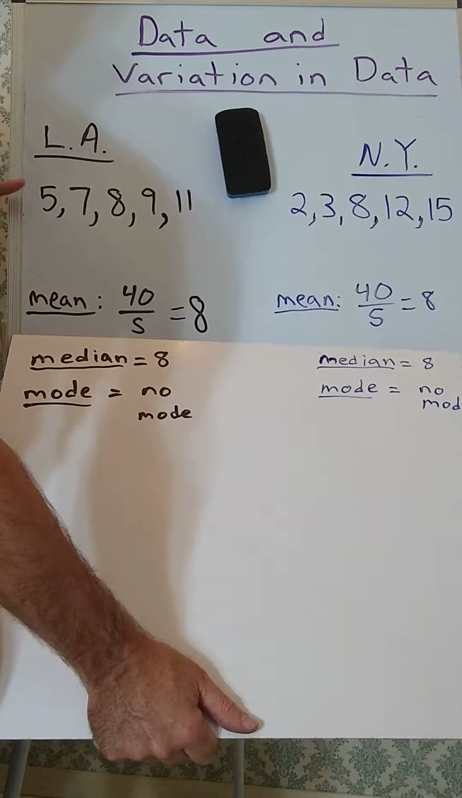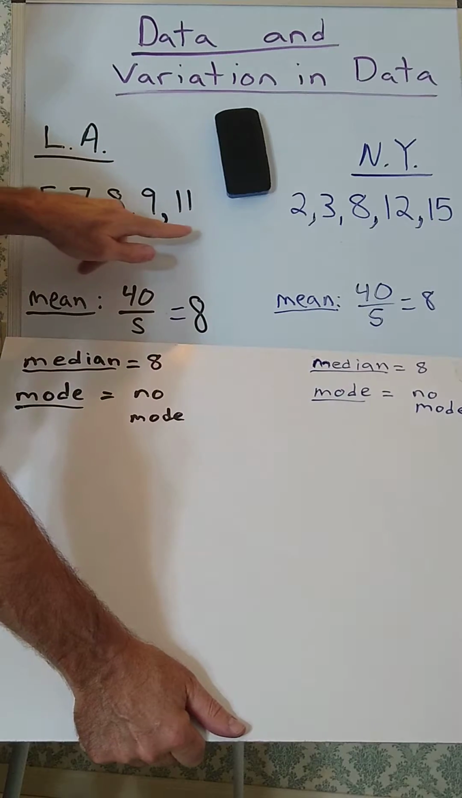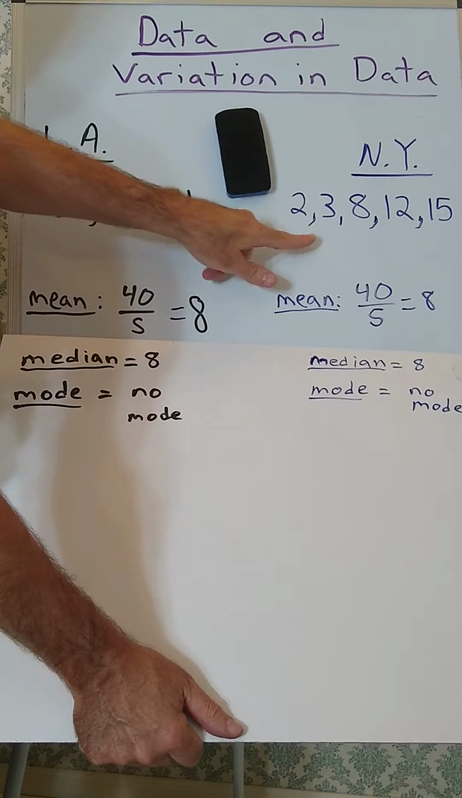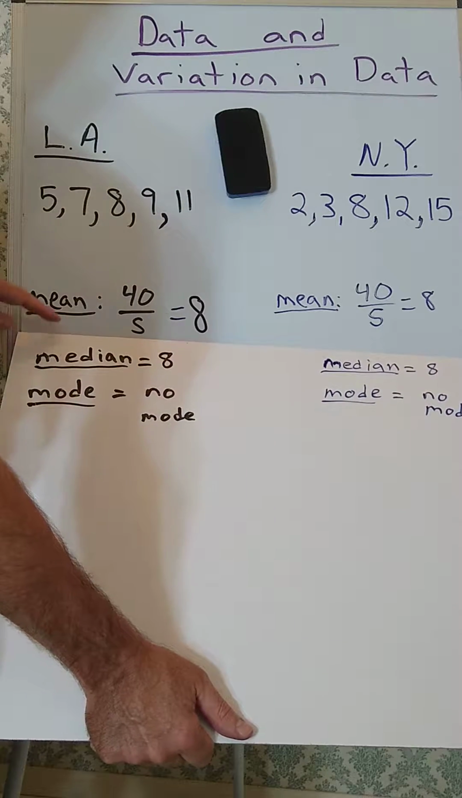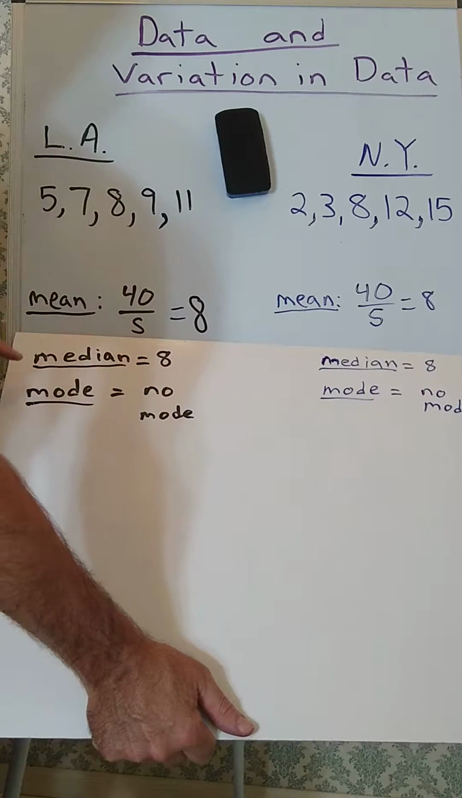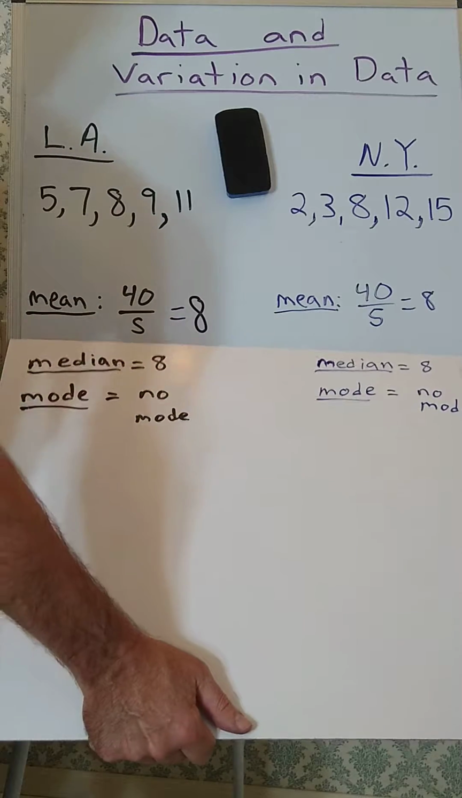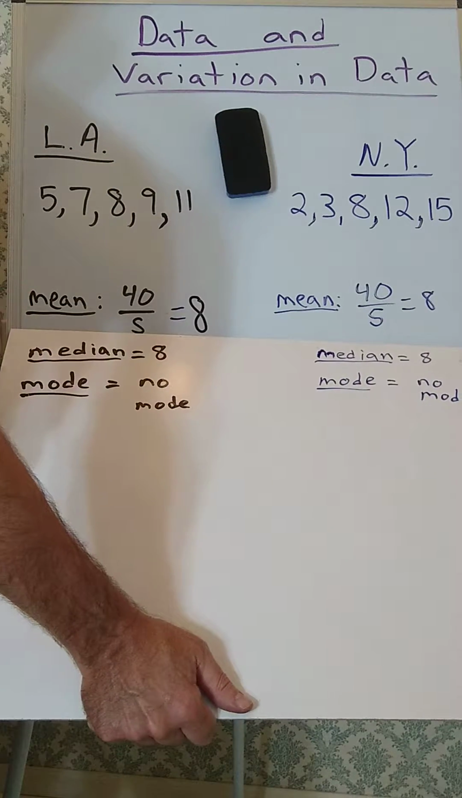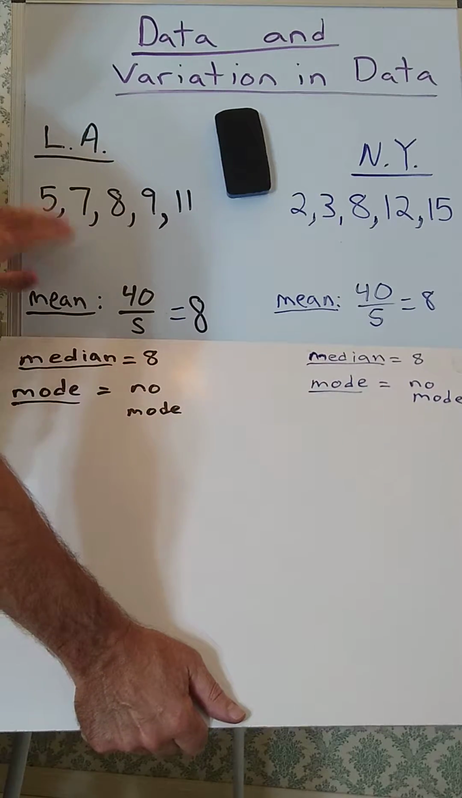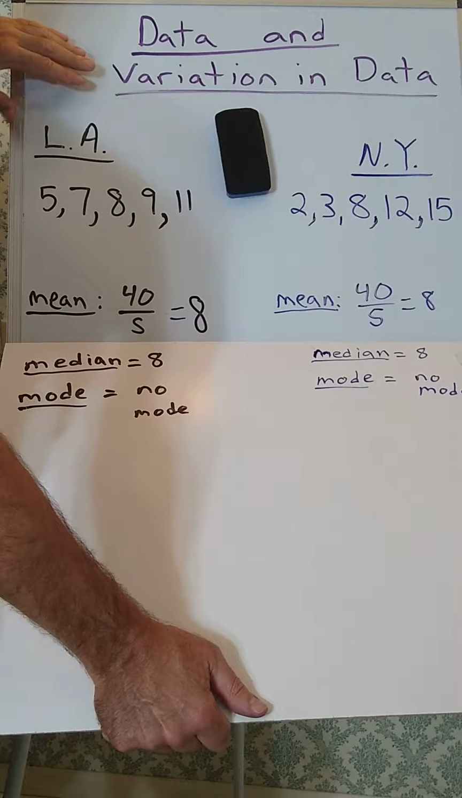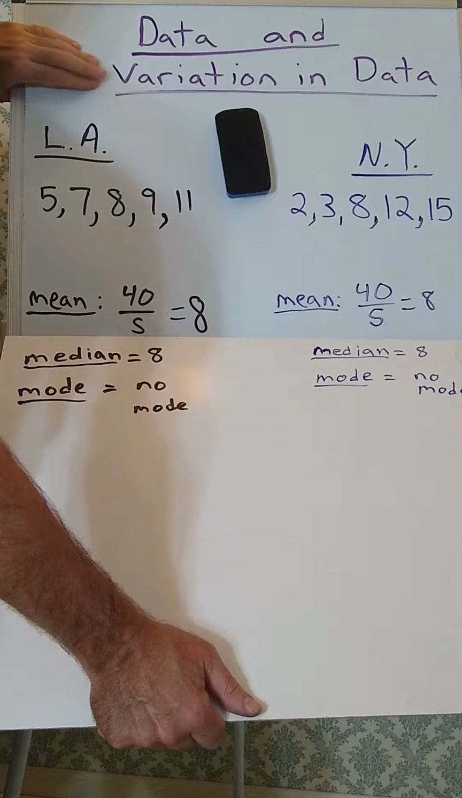In part 1, we compared the ice cream prices of 5 stores in LA to 5 stores in New York. We saw that they had the same means, the same medians, and neither had a mode. So using mean, median, and mode, it's difficult to tell these prices apart. So what we're going to look at now is variation in data.